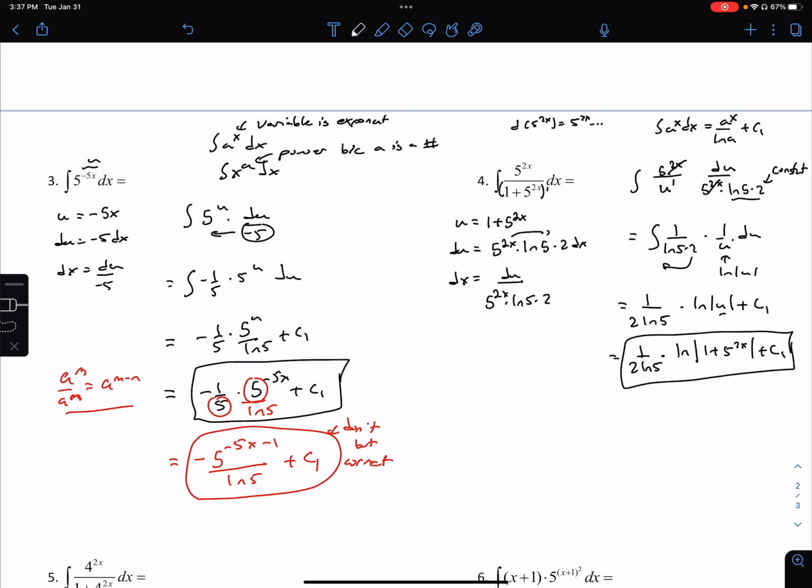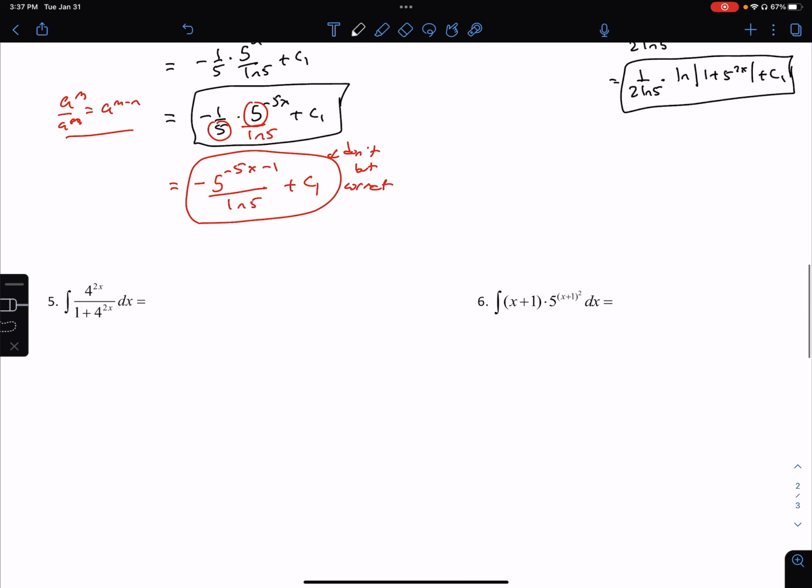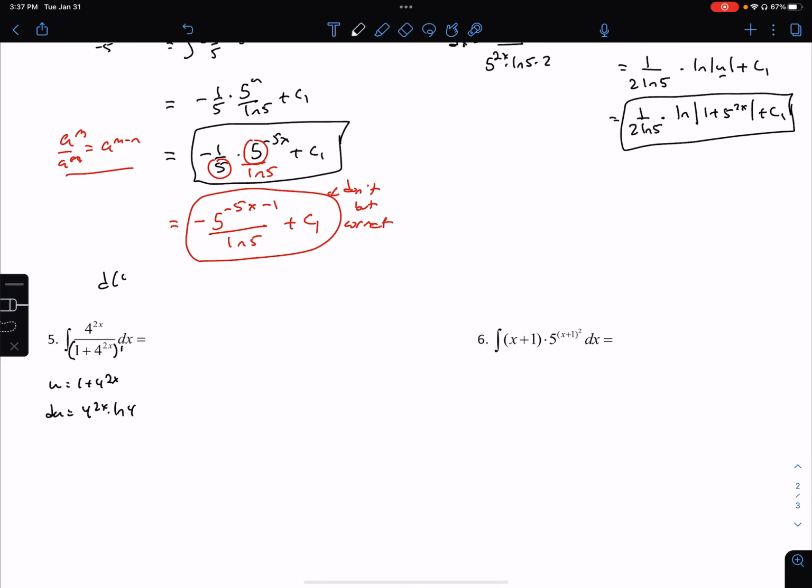Now notice I do all my work the same way every time. So go and try number 5. 5 is the same way. Pause it, and then take a look. So I'm going to make this my u again. So my u is going to be 1 plus 4 to the 2x. Our du is going to be 4 to the 2x, natural log of 4. Because remember, the derivative of a to the x is a to the x, natural log of a. There's a chain rule, though, I am going to multiply by the 2, dx. So dx is going to be du over 4 to the 2x, natural log of 4 times 2.